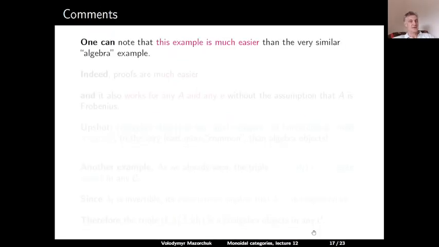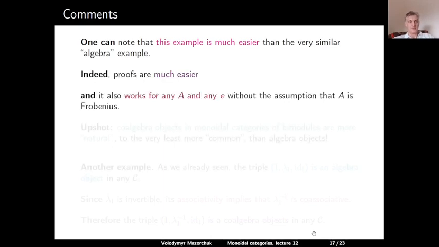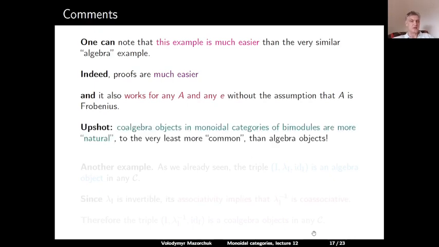One can note that this example is much easier than the previous bigger example of an algebra object in the bimodule category, and all proofs are much easier. Moreover, it works for any A and any E. We didn't assume that A is Frobenius, and we never used any Frobenius form in any computation. So this suggests that coalgebra objects in monoidal categories of bimodules are more natural, or at the very least more common, than algebra objects.